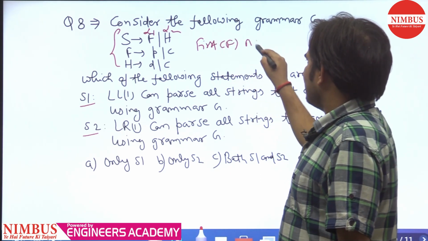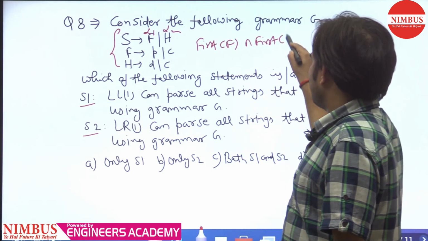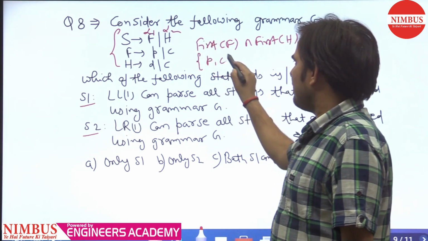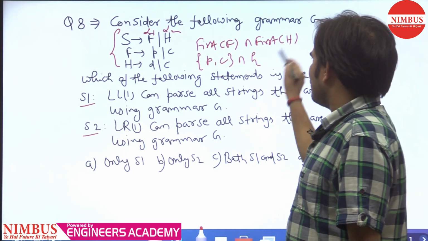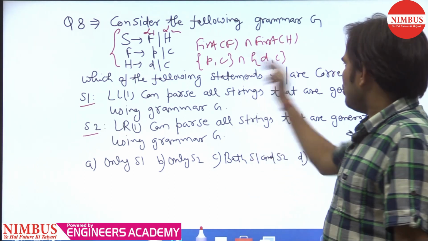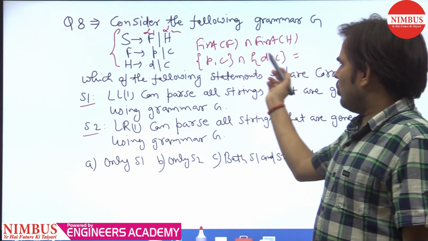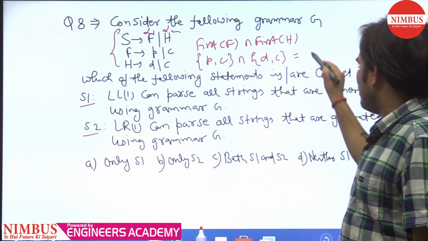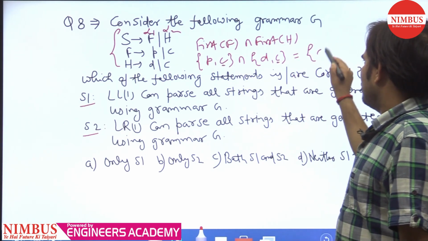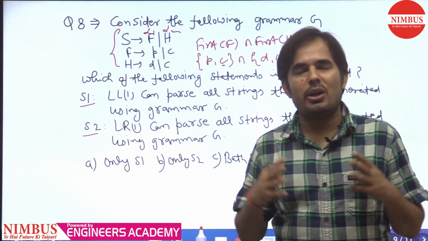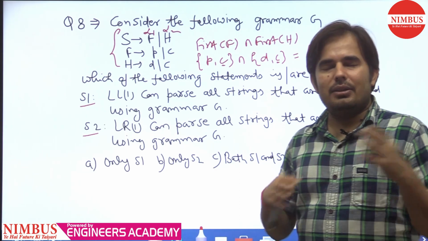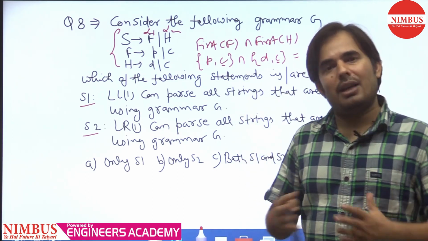First of F intersection first of H. So first of F directly you can get P comma C, and first of H is D comma C. So when you take the intersection, one element is common, C. So you are not getting the empty set, you are not getting phi. So this is violating the rule of the LL1 grammar.